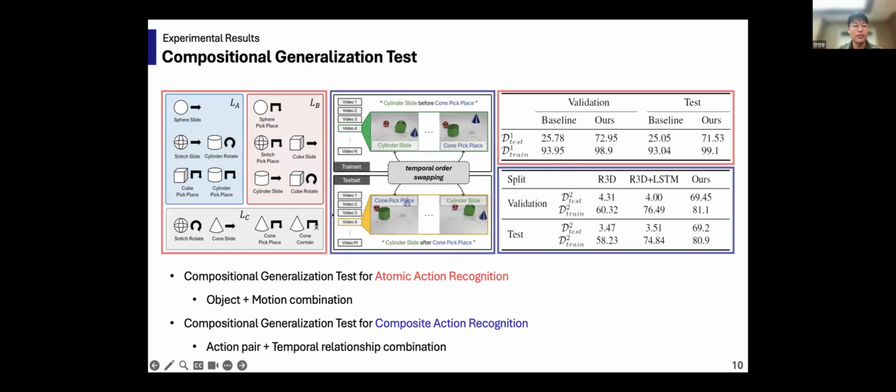And finally, the result of the compositional generalization test is also interesting. As I mentioned earlier, the compositional generalization test has 2 types: object and motion combination, and temporal swapping. But in both cases, previous models showed a huge performance drop in the test phase, but our model showed a relatively very small drop in performance, because by encoding video with semantic element units, it is relatively easy to compose unseen labels with the same semantic units. And it really demonstrates our proposed learning framework.